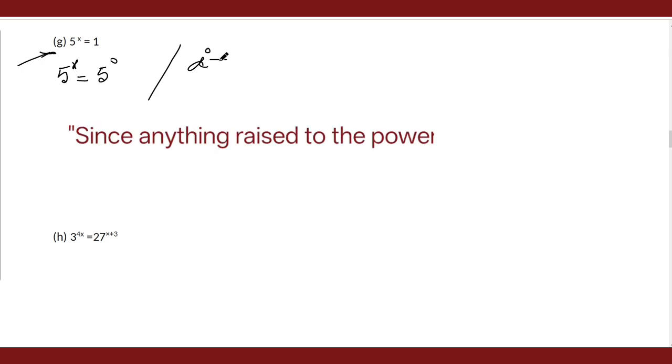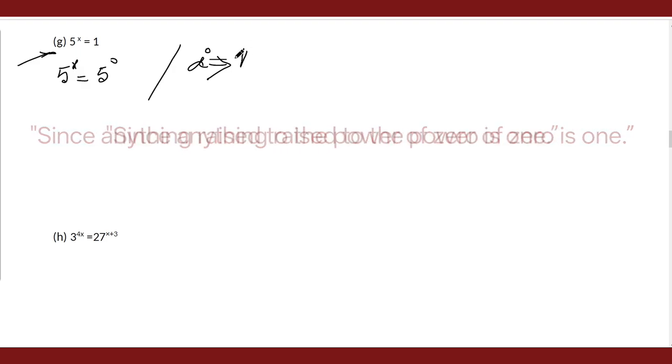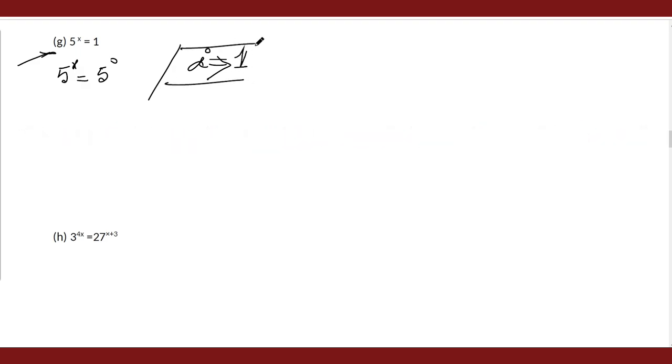So we can write it as 5 power x, and we know 5 power 0 will be 1, since any number to the power 0 makes 1. Then we can write x is equal to 0.